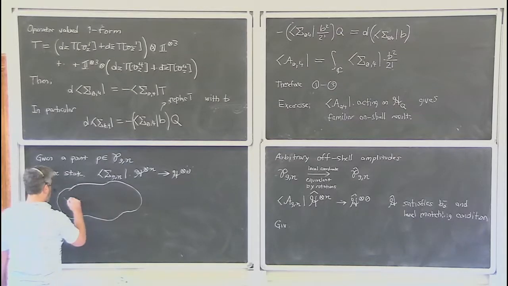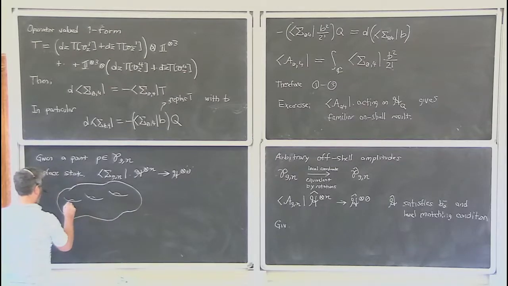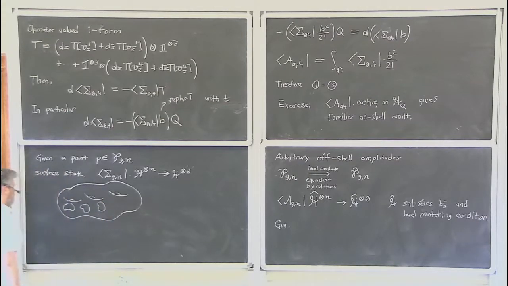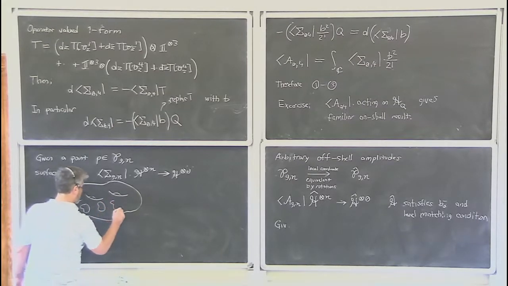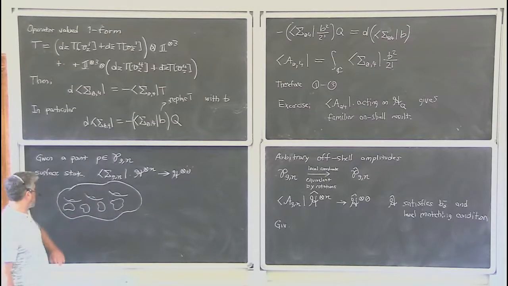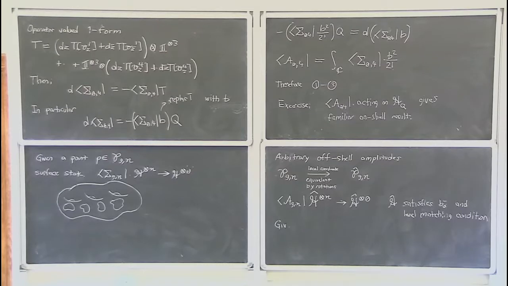Say 3 is enough, with n holes removed. Four holes out. And we remove these 4 holes, and we do the path integral, and this defines some functional of these boundary conditions, and this defines the surface state given a point in PGN.